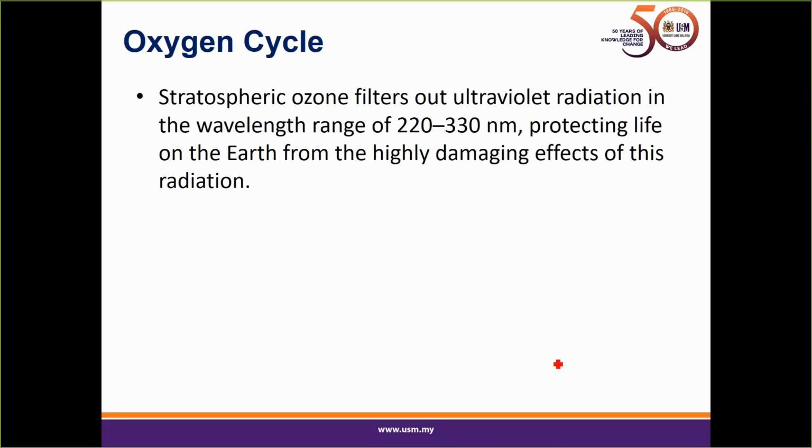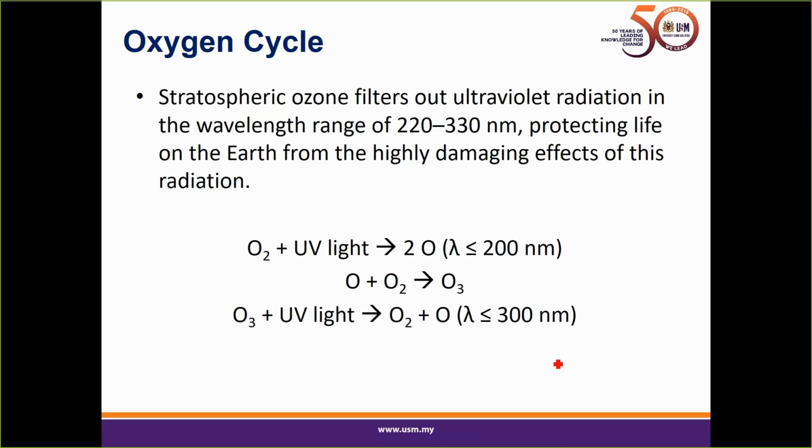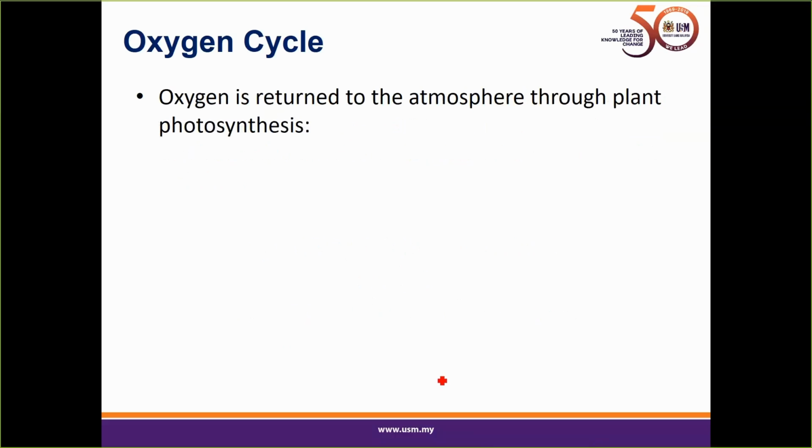Stratospheric ozone filters out ultraviolet radiation in the wavelength range of 220 to 330 nanometers, which protects life on Earth from the highly damaging effect of this radiation. So this is the reaction that occurs: oxygen can react with ultraviolet light to produce elemental oxygen. This elemental oxygen can combine with oxygen to produce ozone, and then ozone in the presence of UV light can be reduced to oxygen and elemental oxygen. Oxygen is returned to the atmosphere through plant photosynthesis.